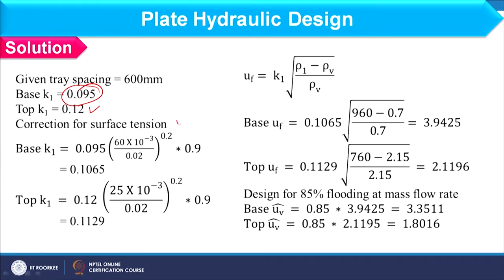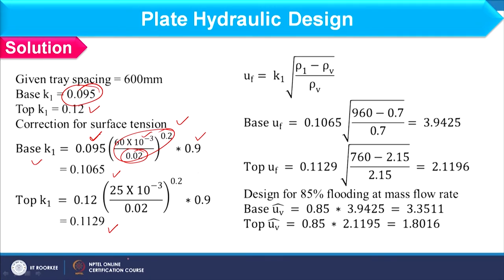Let us say the K1 value at top as well as at bottom. So, here I have the bottom K1. This is the value of K1, and here we have the correction factor for surface tension, because 60 into 10 to the power minus 3 is given, and 0.02 is the value for which that graph is obtained, okay. And further 0.9, because this is the hole to active area correction factor. So, corrected K1 we can obtain as 0.1065 for the base or the bottom, and for the top we can find the K1 corrected as 0.1129, right.